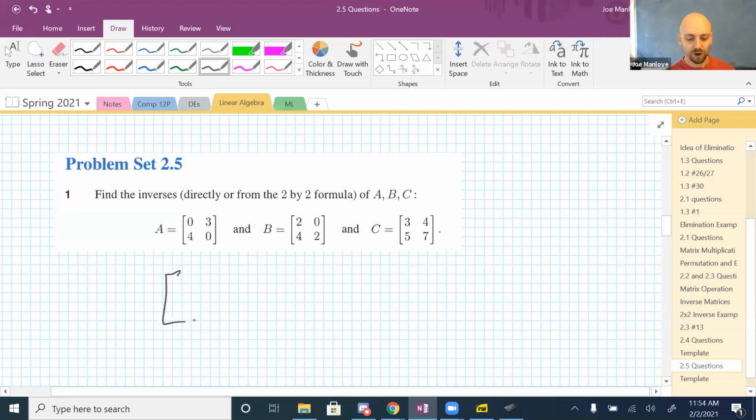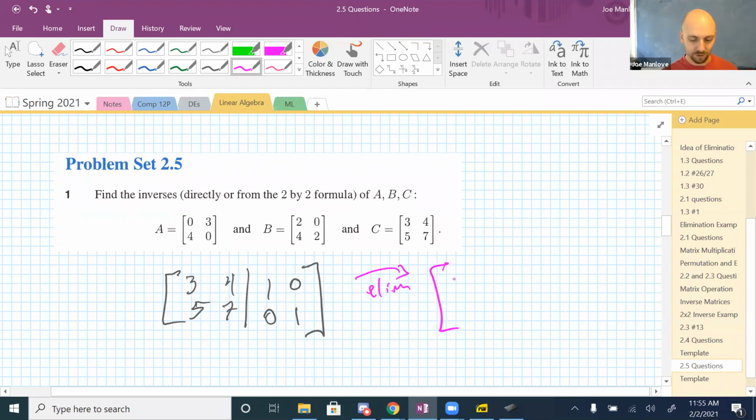So the technique where you augment is you take the matrix that you're trying to invert. So I've got 3, 4, 5, 7 here, right? And then instead of just writing it as a matrix like I just did, I'm just going to put an augment, and I'm going to augment by the identity matrix. 1, 0, 0, 1. My goal here is to take this thing and through some elimination, I'm supposed to end up with the idea of something over here augmented by something.